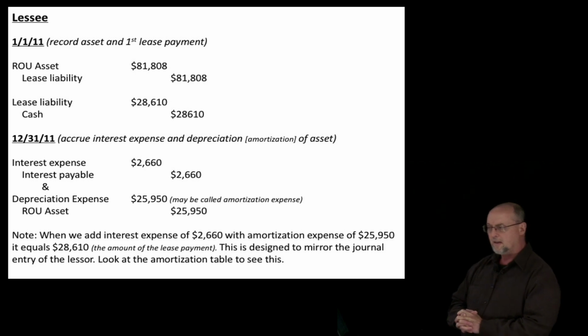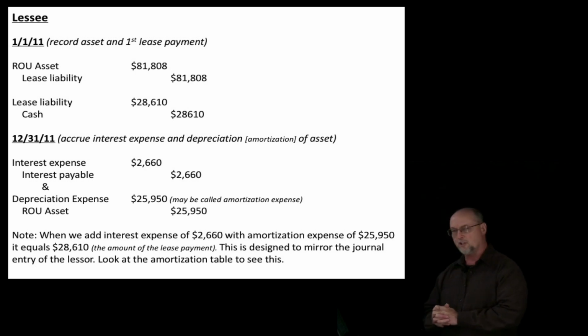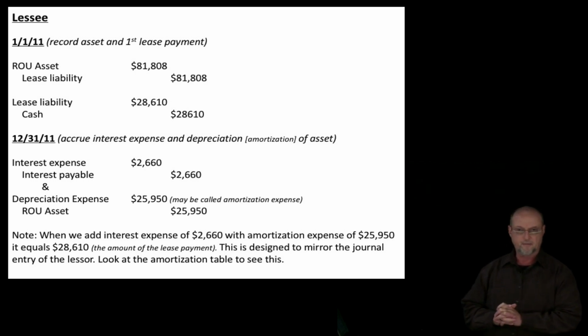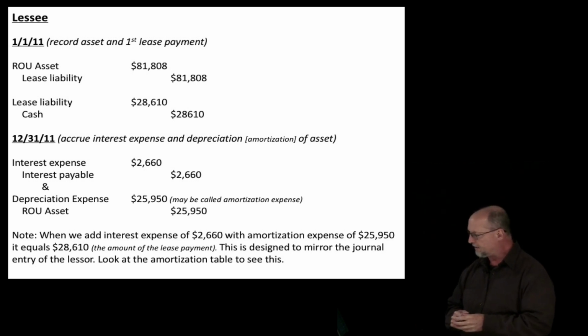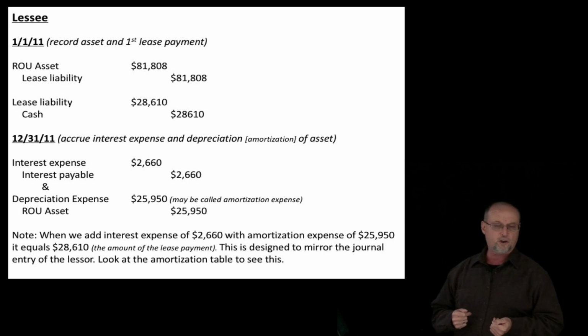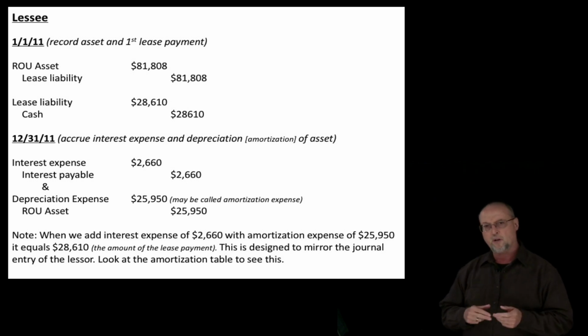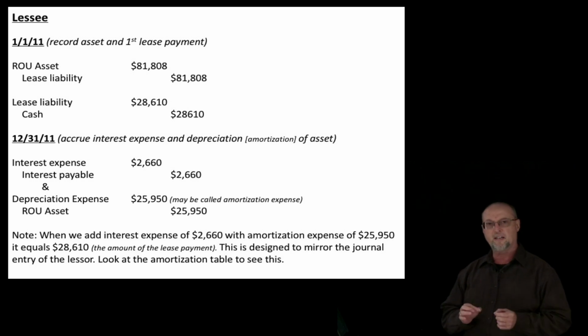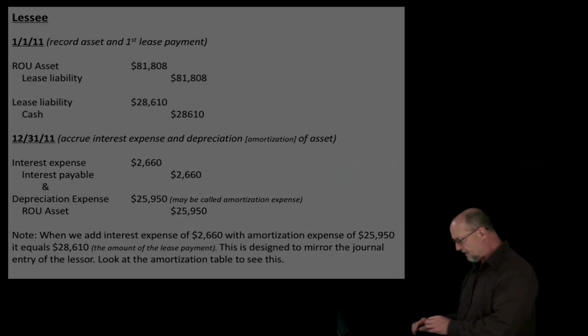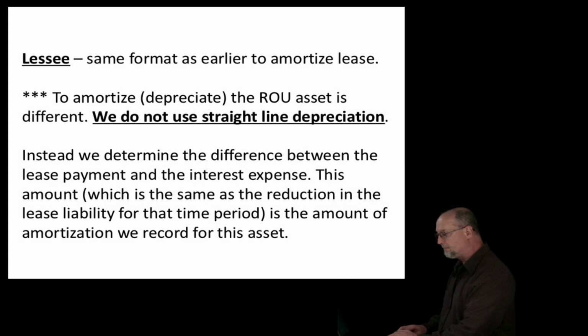Now, the depreciation journal entry is unique. Okay, here it is. Debit depreciation expense, credit the ROU asset, or credit accumulated depreciation, that's fine. And remember, it might be called amortization. It's the same thing. It's how we get the number that's unique. I'm going to go back to the previous slide to talk about that.